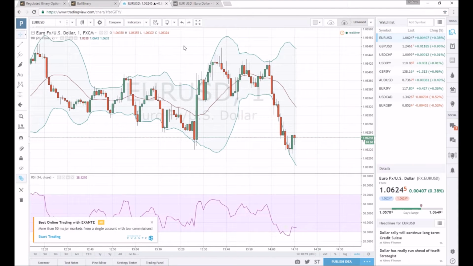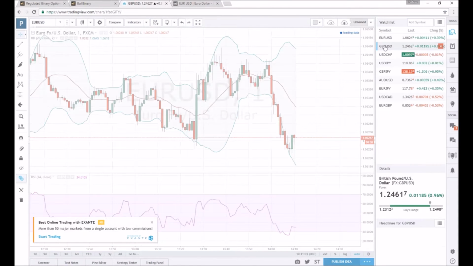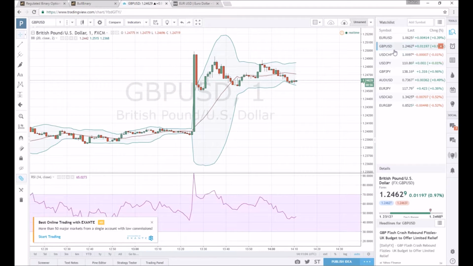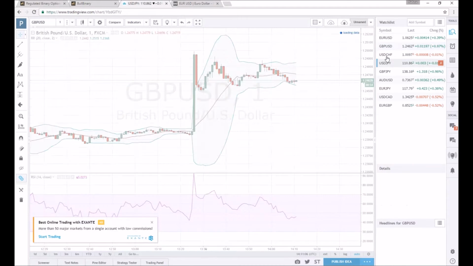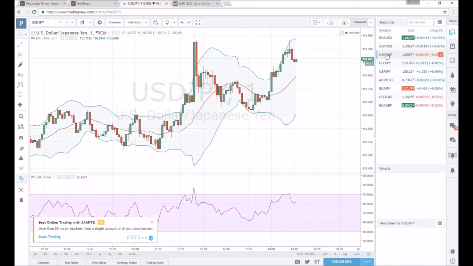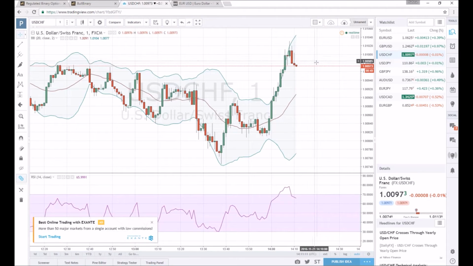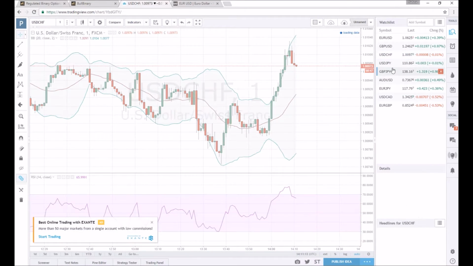So what we're going to do again is we're going to try and find a couple more opportunities that we can take advantage of. All right, every time the candlesticks break through the Bollinger Band, we can have a trade available to us. And as you can see, it is happening as we speak.